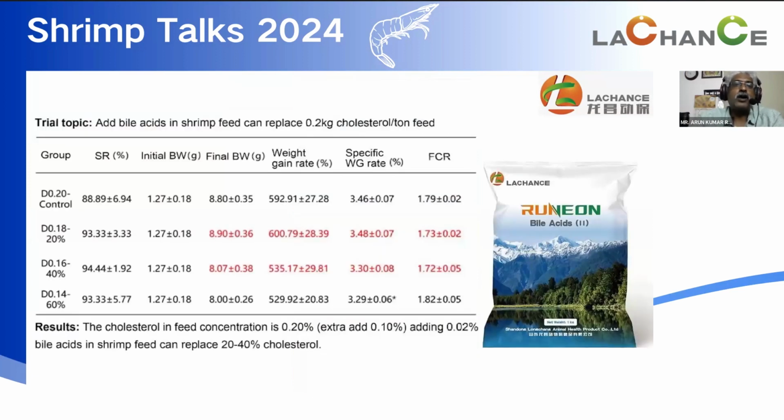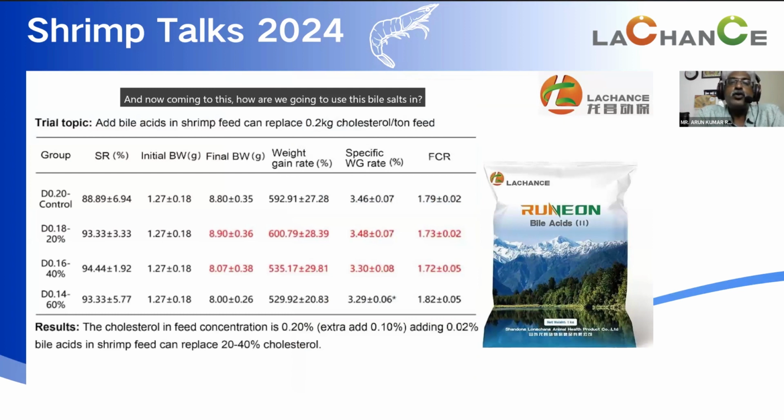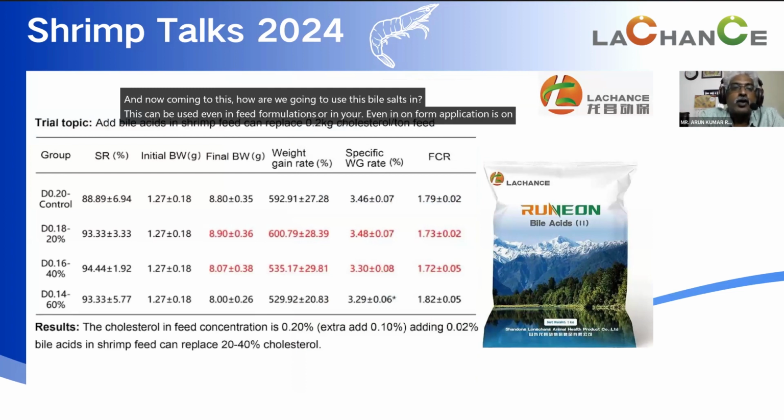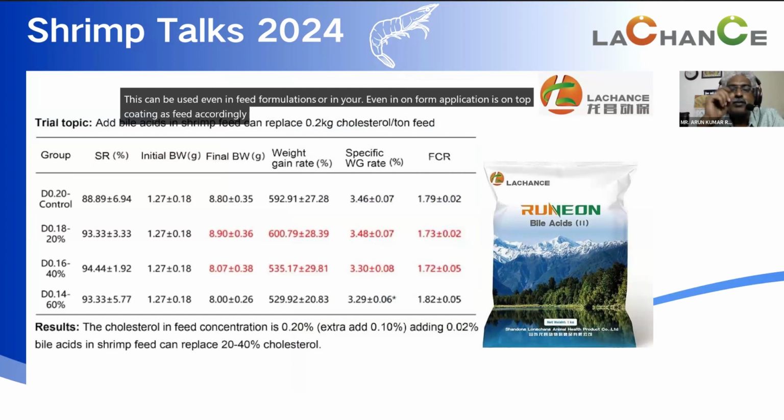And now coming to how we are going to use these bile salts. This can be used in feed formulations or in on-farm application as top coating of feed. Our suggestion is about 1 kg per ton of feed in the feed formulation, or 3 grams per kg of feed for on-farm application.